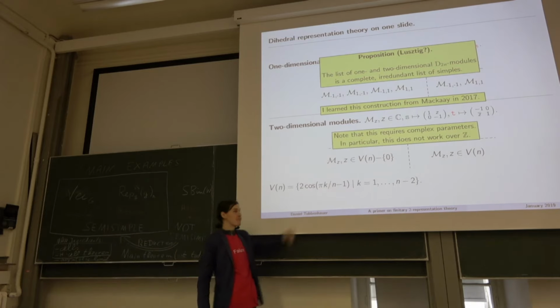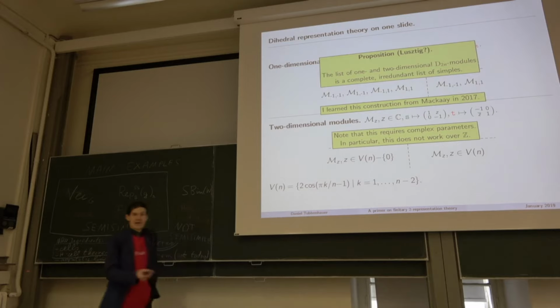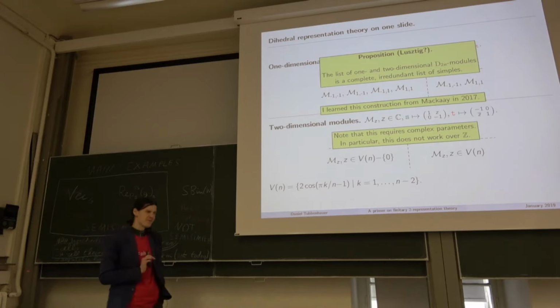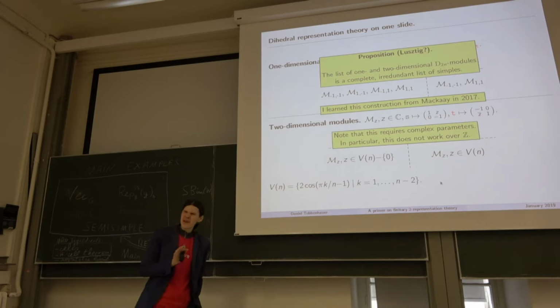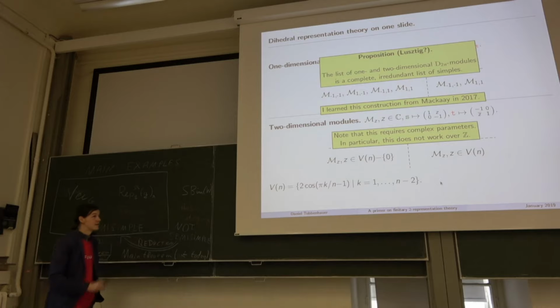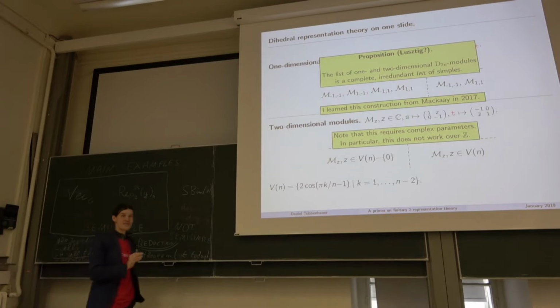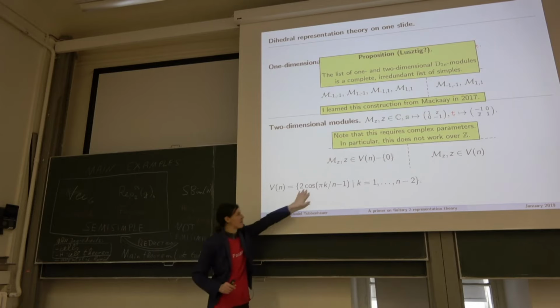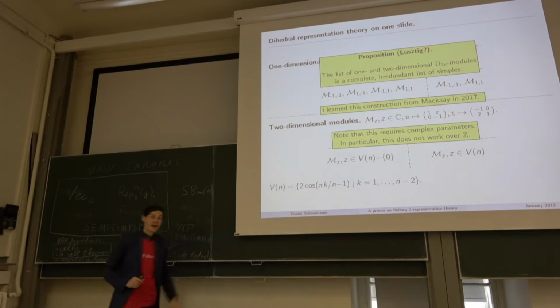However, you see those funny numbers, complex parameters, and in particular, this doesn't work over the integers. This will be crucial because decategorifications of modules should be something integral. We will see it in a second. But keep it in mind: representation theory of the dihedral group is very nice. You basically ignore the one-dimensional ones, and it's basically given by specifying the angle.